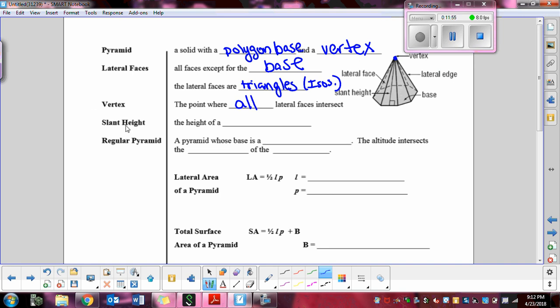The slant height is super, super important. If you forget anything, people usually forget this on the SOL. This is probably the most important thing because it's new. This is the height of the lateral face of a lateral.